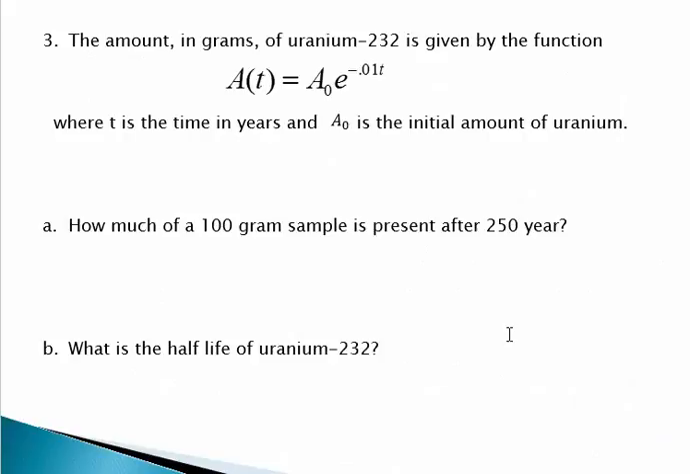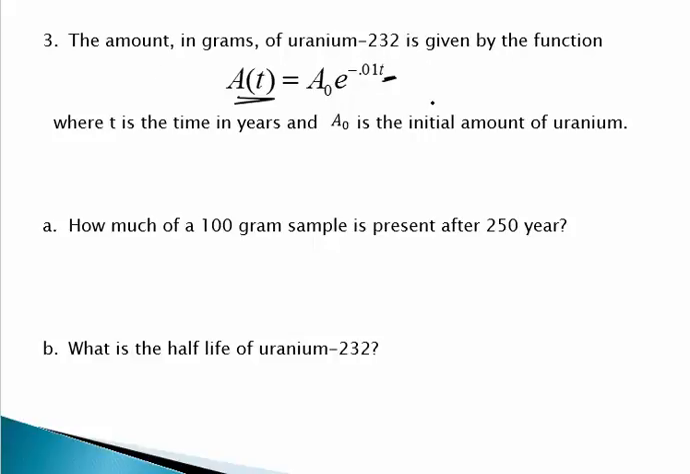Okay, one more problem. You can see these are similar. Essentially, you're given an exponential function, and you're asked to either plug in t and find a, or plug in a and find t. Right? That's essentially what we're doing here. If you have to plug in the value for a, you need logs to solve. If you're just plugging in t, you're just running it through your calculator, getting the output. All right. So the amount of grams of uranium-232 is given by this function.